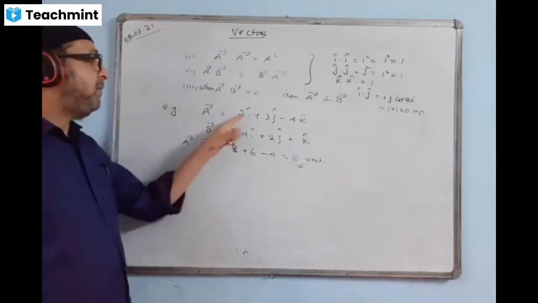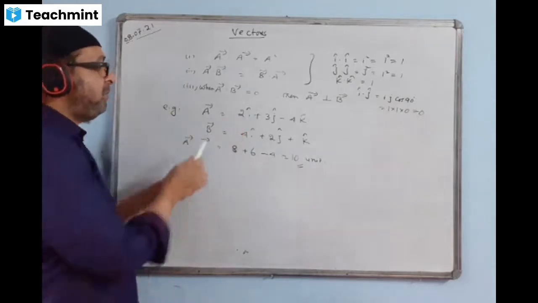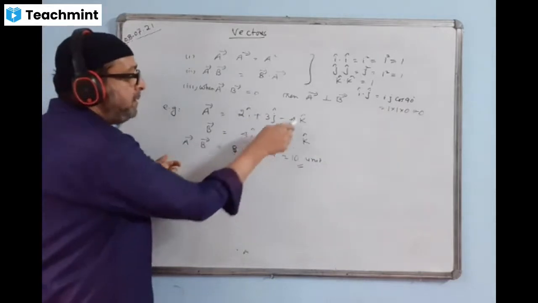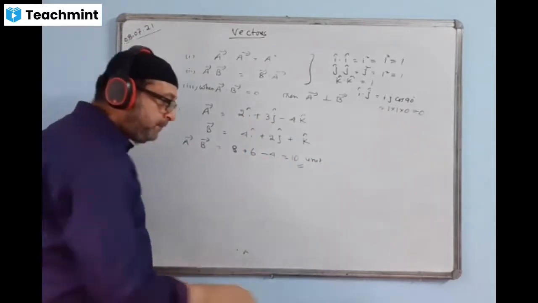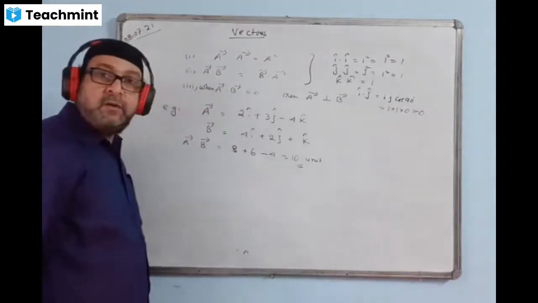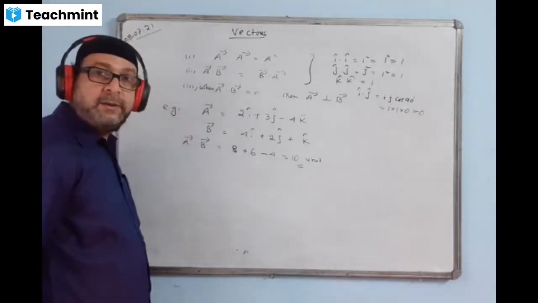We just multiply I with I like this. Same thing, we multiply this way, this way, this way. That's the answer there. So this is done. Understood? If you have any doubts, you can ask me, please.